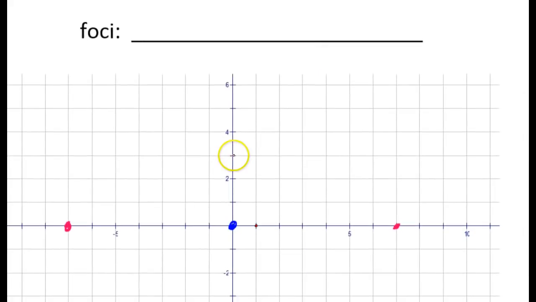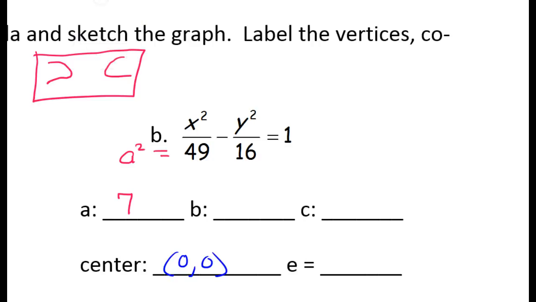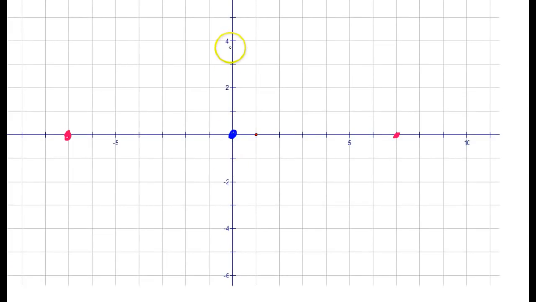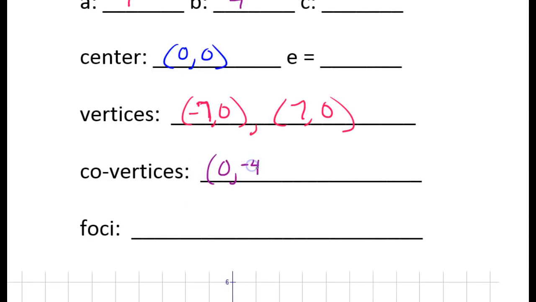So remember, the red ones are my vertices. So now let's do the co-vertices in purple. The b squared value is always going to be the second one, the denominator of the negative term. So the b value is going to be 4. This 4 will lead me to the co-vertices. Since the 16 is with the y term, I will do plus and minus 4 in the y direction. So starting from the center, I will go up 4 and down 4, and these are my co-vertices, 0, negative 4 and 0, positive 4.